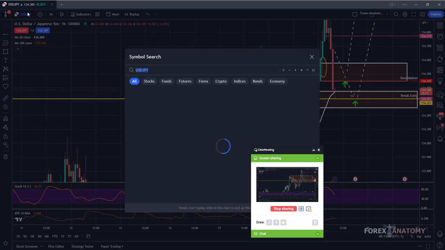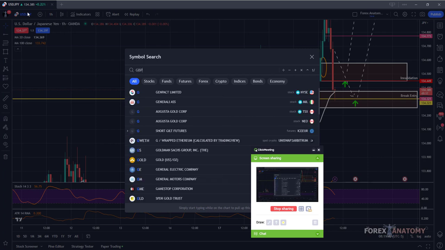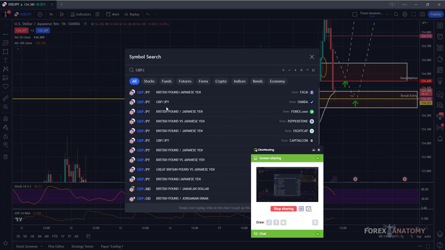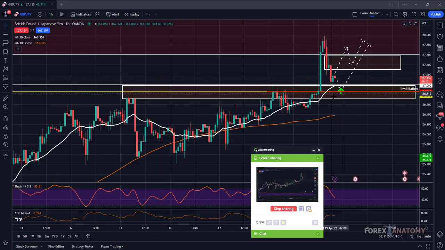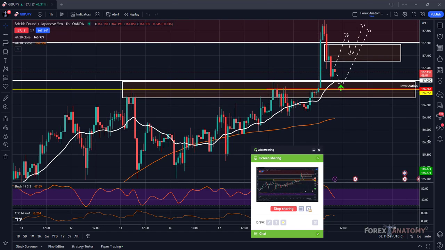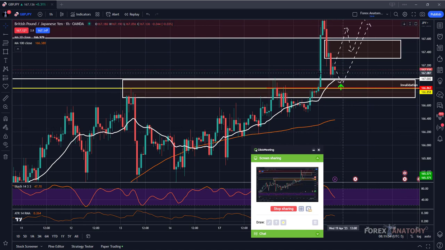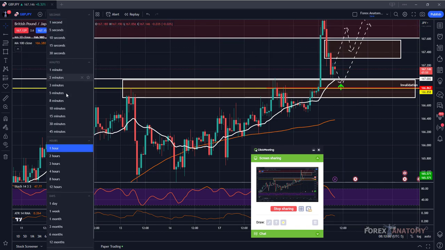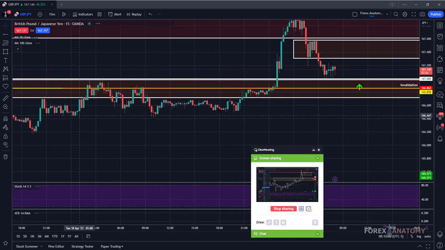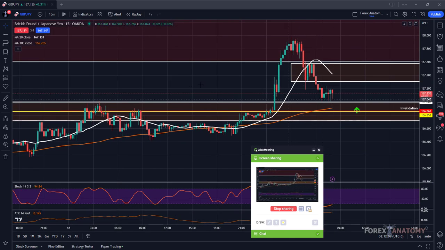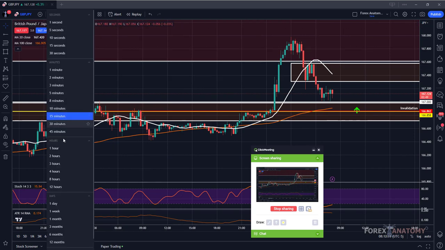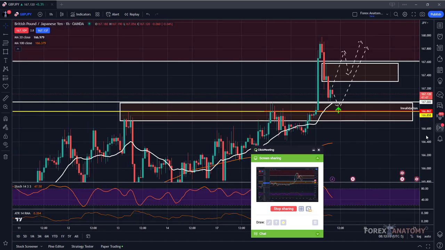Let's go to pound yen. Pound yen is definitely still in the same area, so to speak. We didn't get a push into this zone right here. We still need to see that three-way pullback, I believe, even on pound yen. Yep, we didn't get that yet, so we're just going to wait for that to happen.